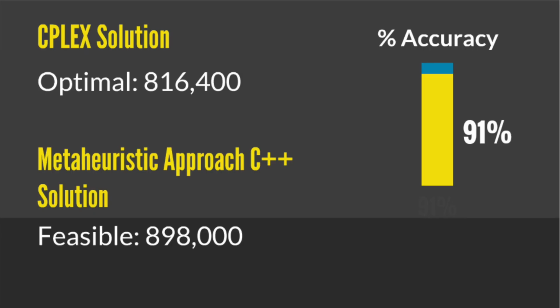In conclusion, the CPLEX code determined that the most minimal cost function was $816,000. Our most optimal solution found with the metaheuristic approach in C++ was $898,000, meaning there was only approximately a 9% error, or 91% accuracy.